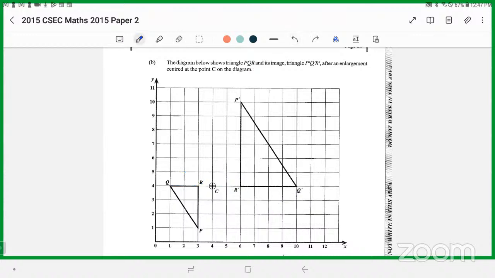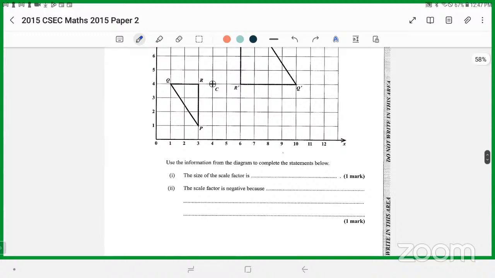And it said the center of enlargement at point C. It says use information from the diagram, complete the following statements. The size of the scale factor is 2.